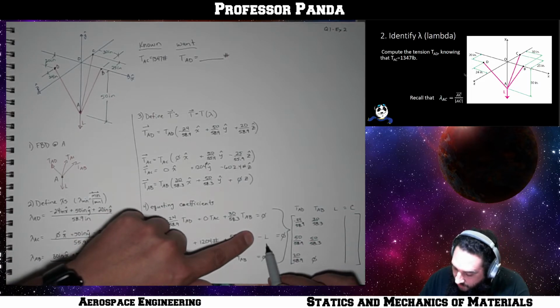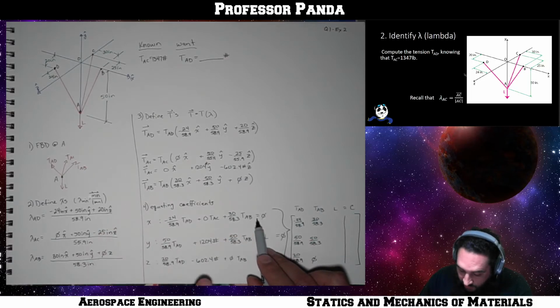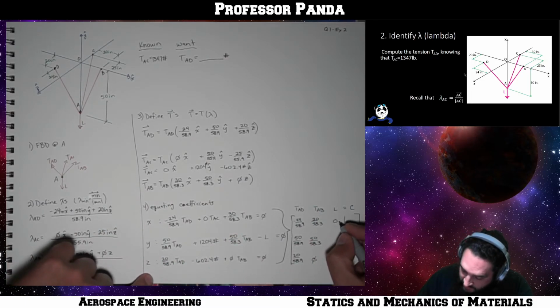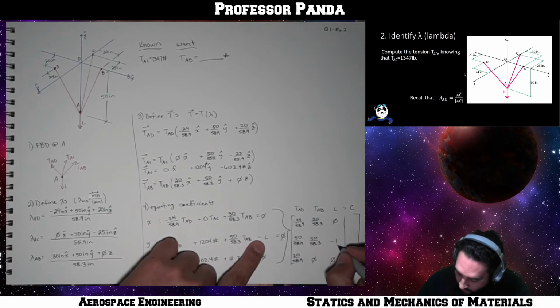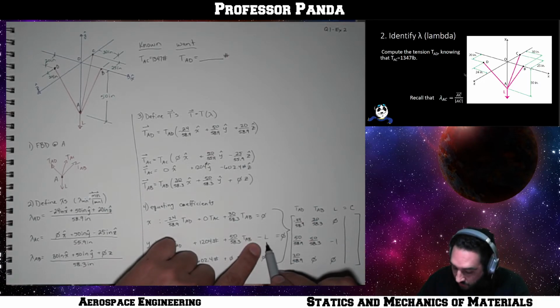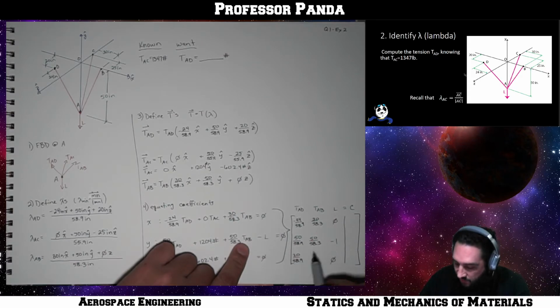Okay, last column I need to deal with is my load column. There is no load in X or Z, so those both receive zeros. And there is a -1 that I pull out of load, right? Because if I have negative L, I can factor out a -1, and then I'm just left with L. That's what's happening here.